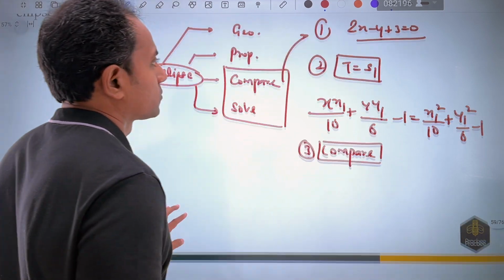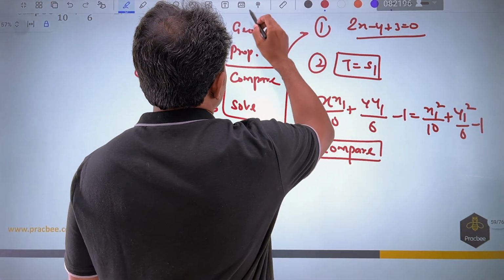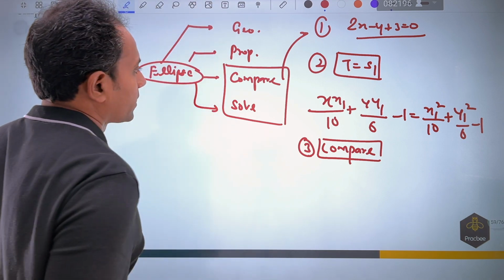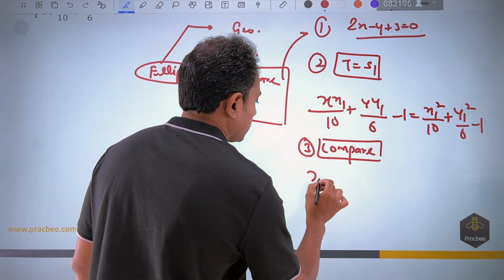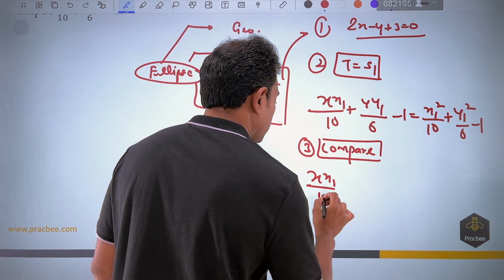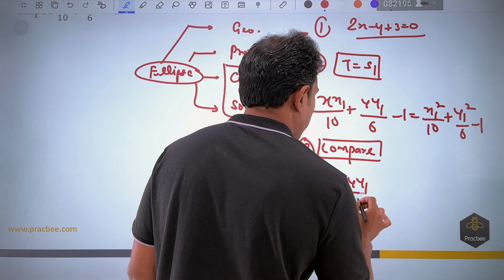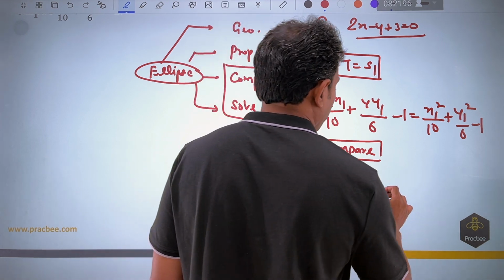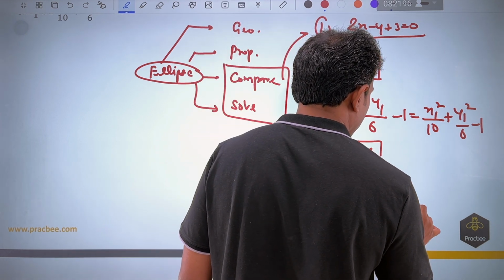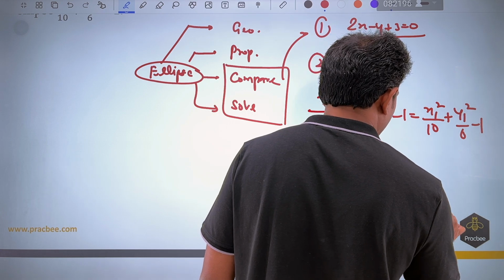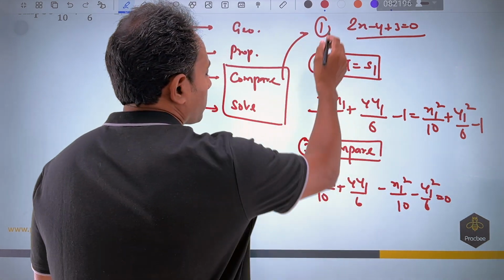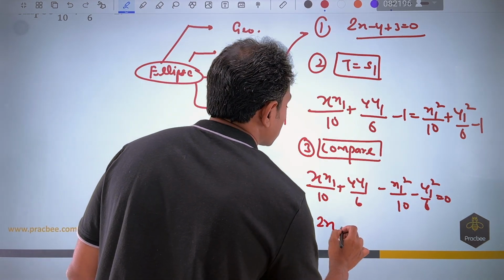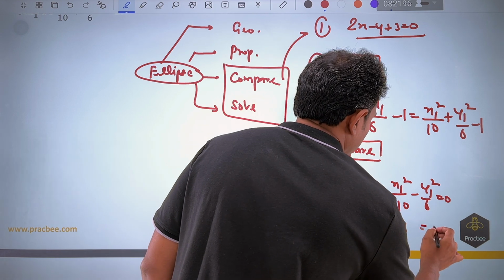To find the answer, for comparison, before doing the comparison there will be a simple step to write it in a very legible manner: x1 by 10 plus y1 by 6 minus x1 square by 10 minus y1 square by 6 equal to 0. And now that becomes 2x minus y plus 3 equal to 0.